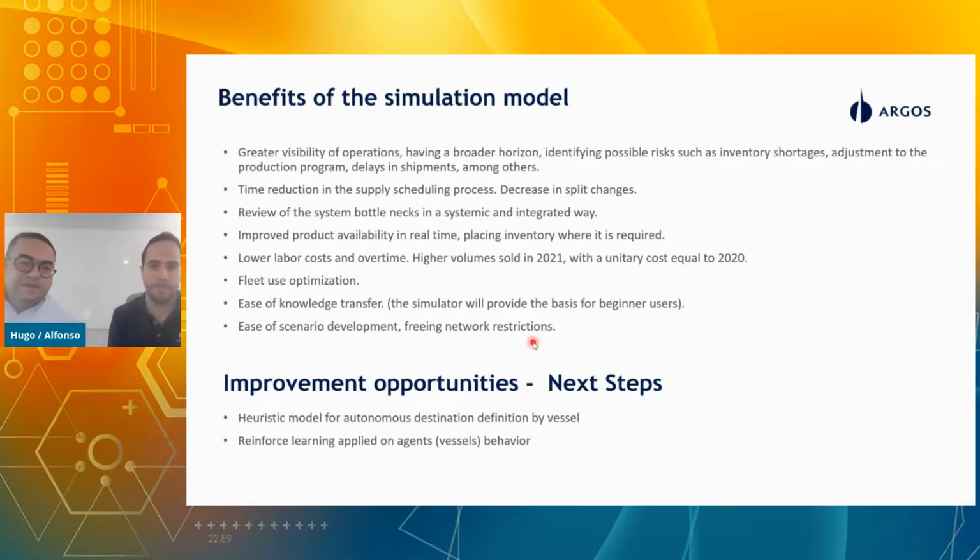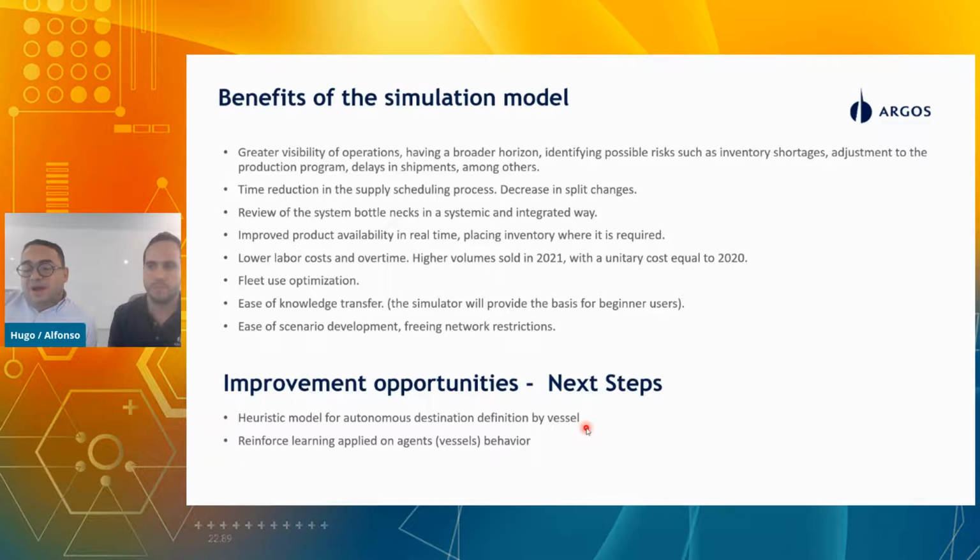Okay, we identify also the next steps in this process. Our improvement opportunities include building one heuristic model for autonomous destination definition by vessel. So the idea is that each vessel can define what is the most suitable or the most optimal next destination.